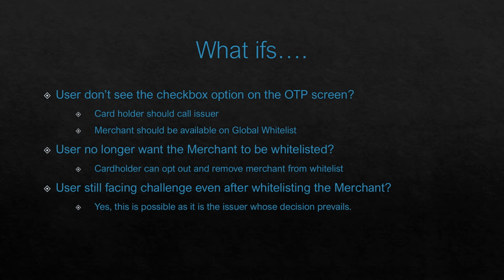Now, the next question is: the user is still facing the challenge flow even if everything is set up and the merchant is whitelisted. Everything is set up for that particular merchant and the card, it's completely whitelisted, and the user is still facing the OTP screen? Yes, definitely this is possible, because at the end the decision lies in the hands of the issuer. If the issuer finds any issue, or feels anything is against security, the issuer will definitely make the cardholder go through the SCA.